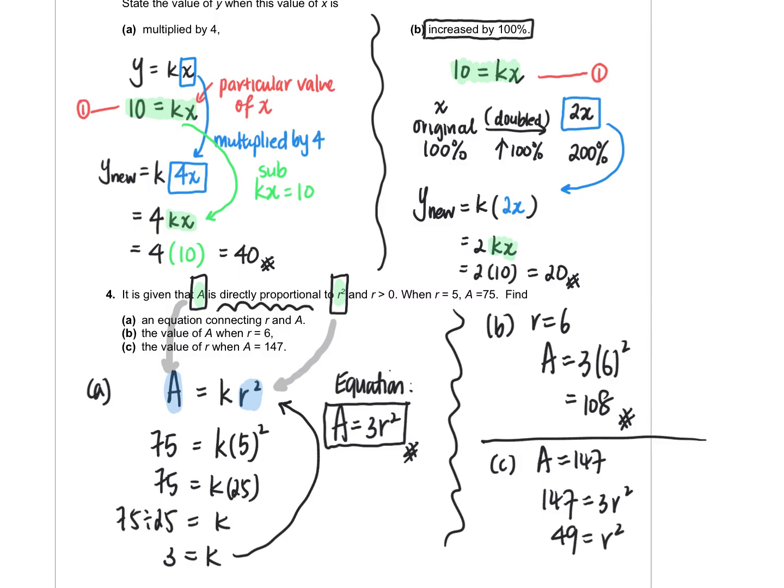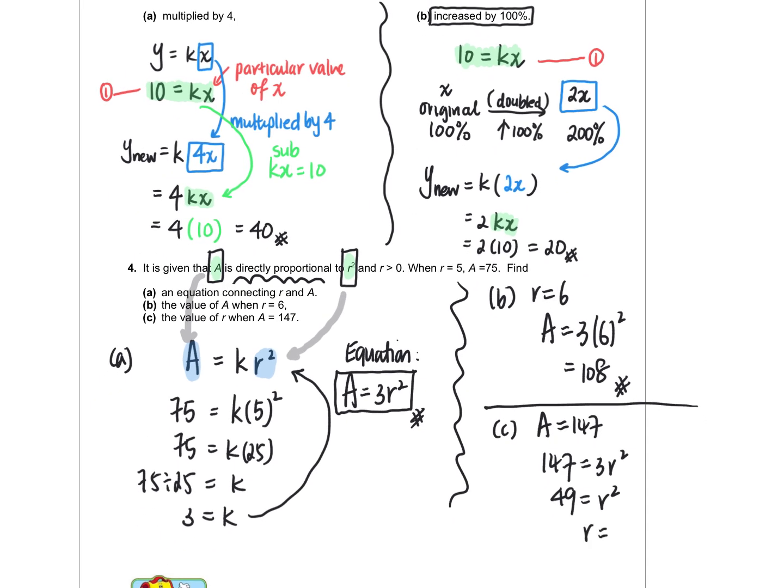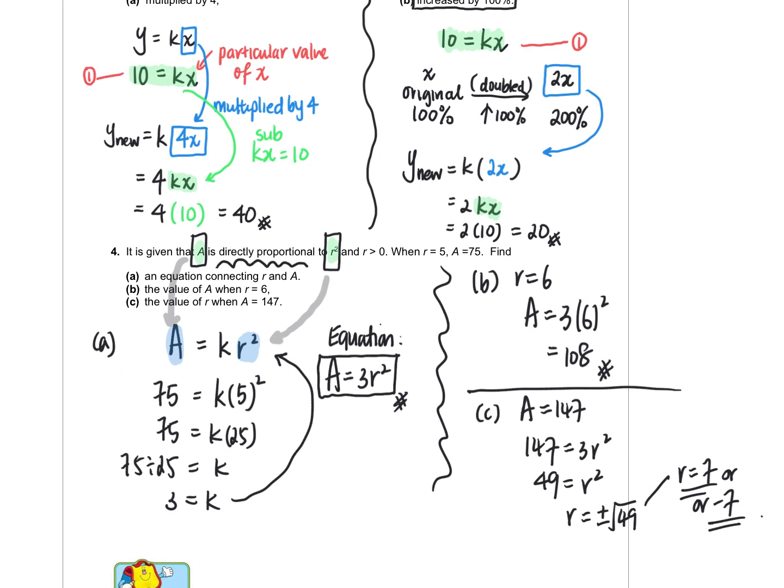Okay, this is the key part. When you take square root, what happened? Yes, always got two answers, right? You will have a 7 and a negative 7. Because they never say this is length or time or anything. Both answers are the answers. You don't reject anything. So these are the two answers you should get.